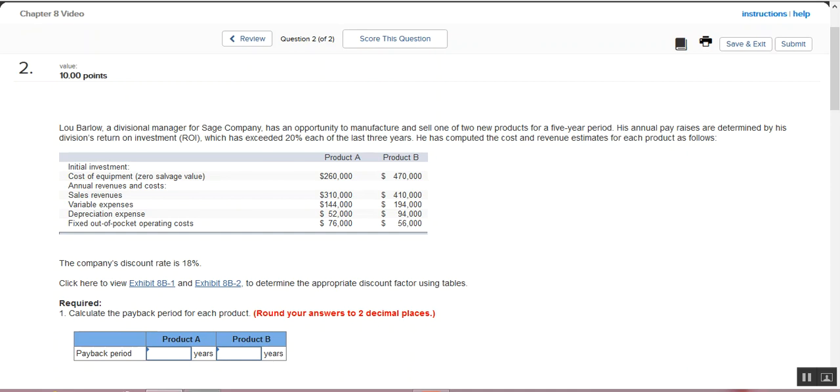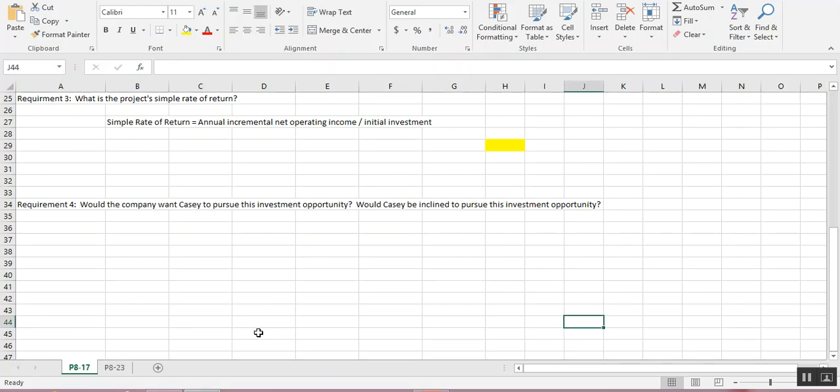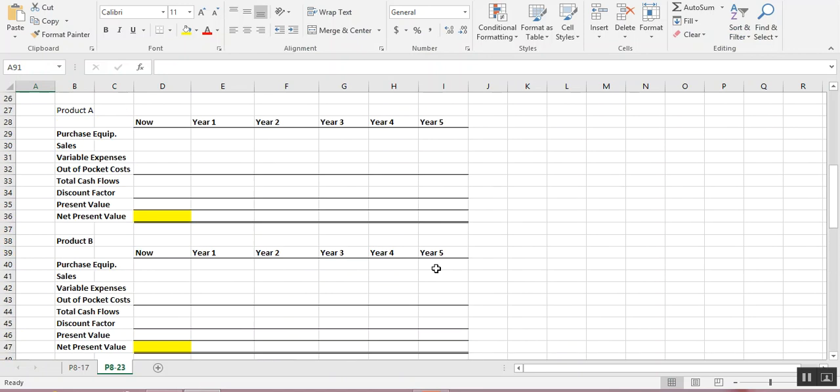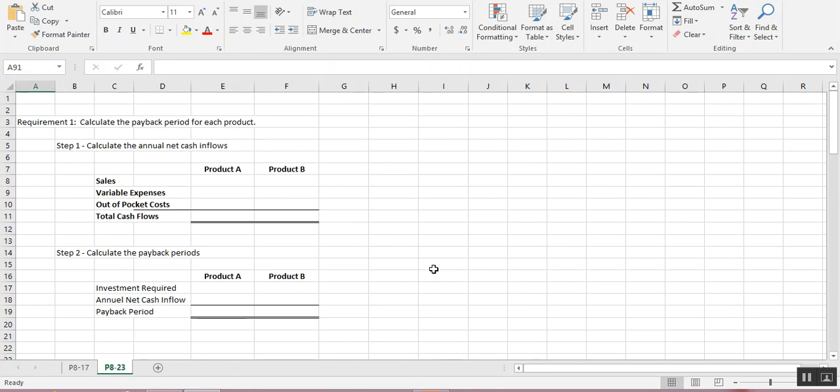In this problem, we have a series of requirements to do, so let me get over here to the right problem. Requirement 1 says calculate the payback period for each product. In other words, we're calculating how long before our initial investment pays for itself. To do that, I've set up a little table here, a column for product A and a column for product B. We're going to look at our sales and take out the cash expenses, look at our cash flows, and then step 2 is actually calculating the payback period.